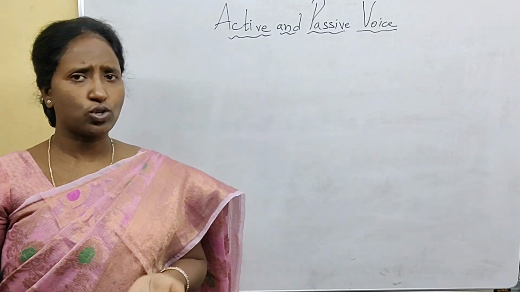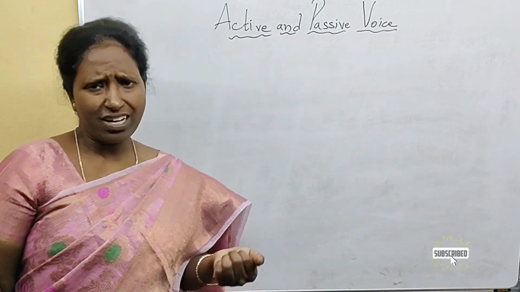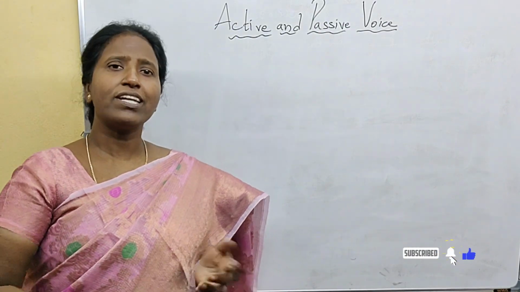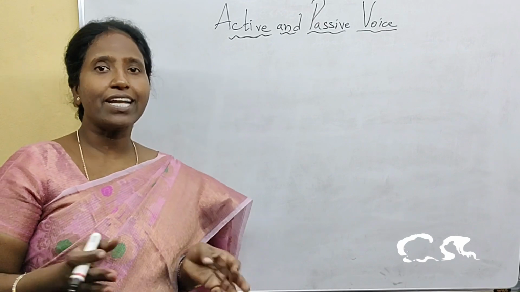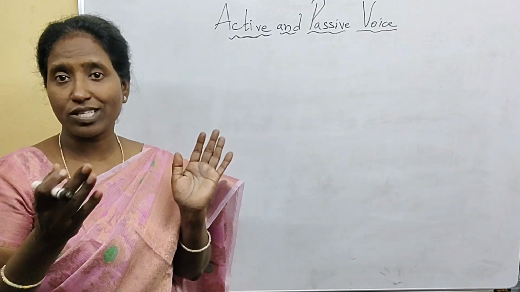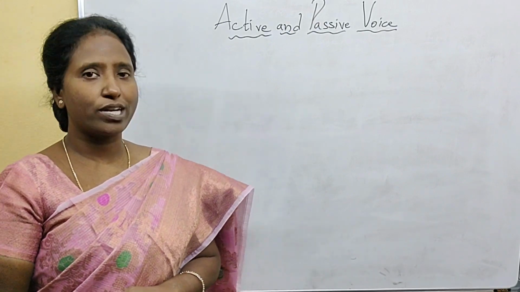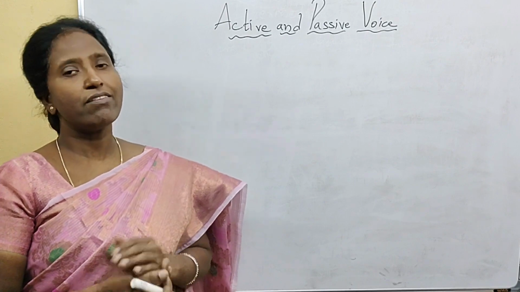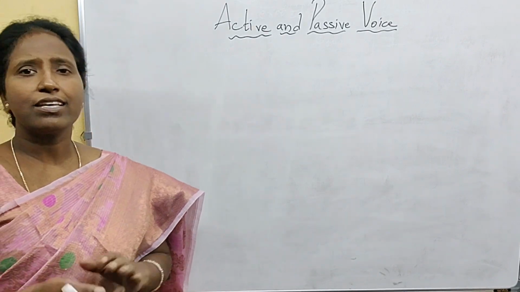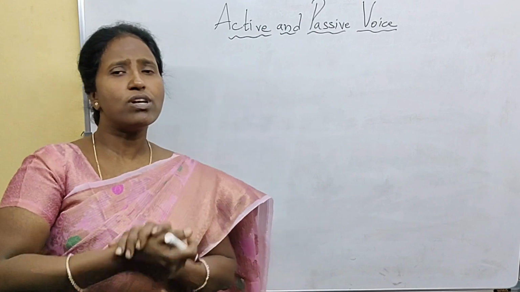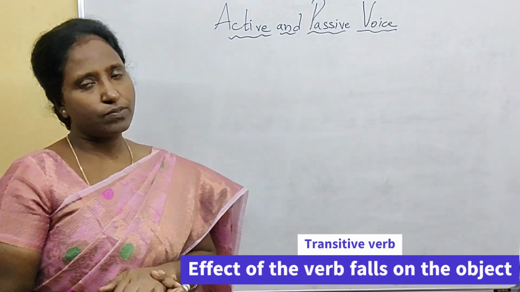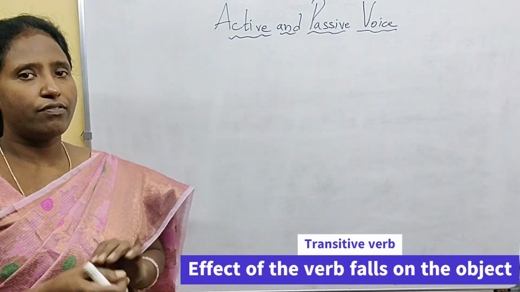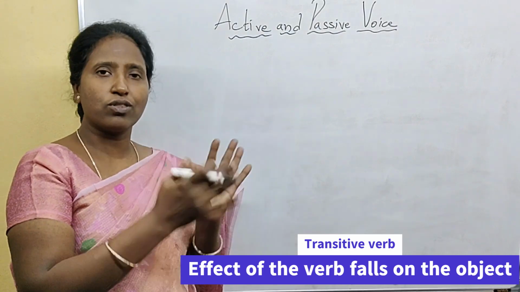English lesson was taught by whom? It is known that the English teacher will only teach the English lesson. So in that case also we use the passive voice, when the action is given more importance than the doer. That's where we use the passive voice. Okay, this passive voice can be used only for transitive verbs. Transitive verbs means verbs for which the effect of the verb falls on the object.